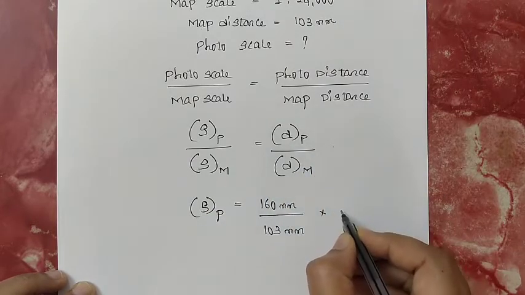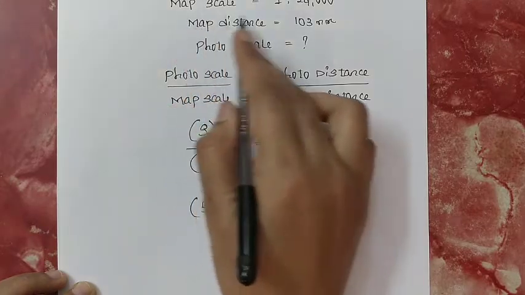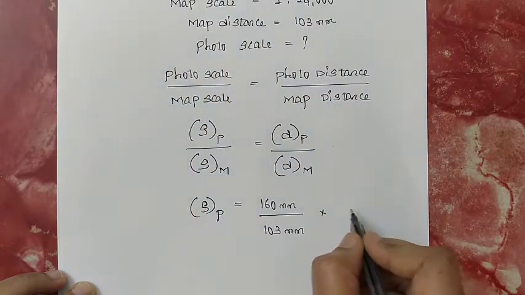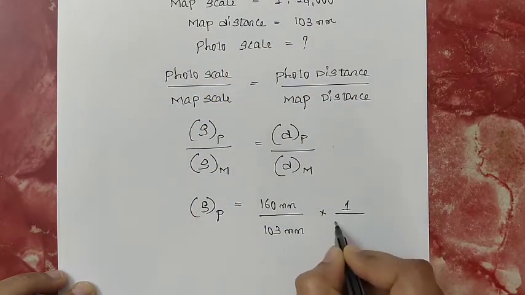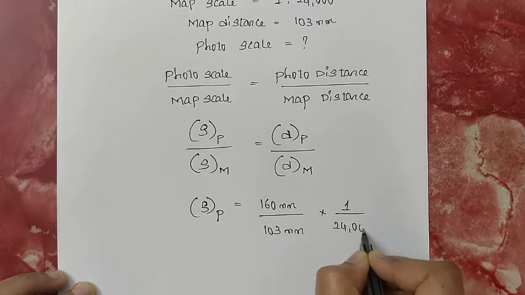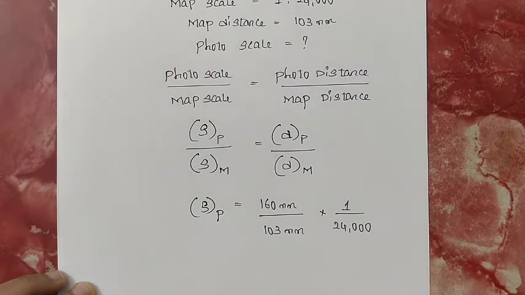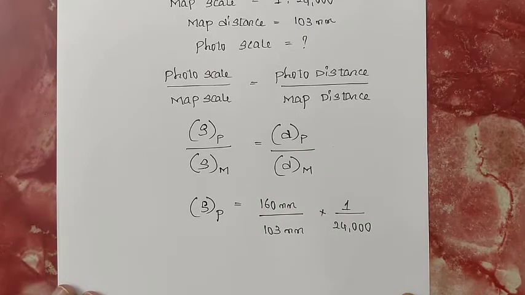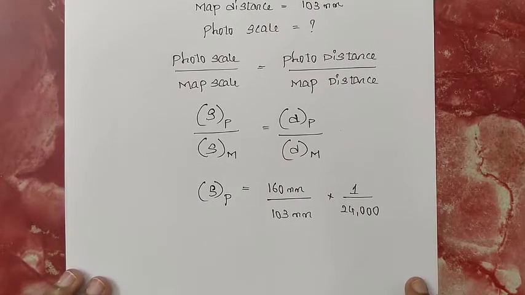taking the map scale to the right-hand side, that is the map scale, 1:24,000, that is 1 divided by 24,000.